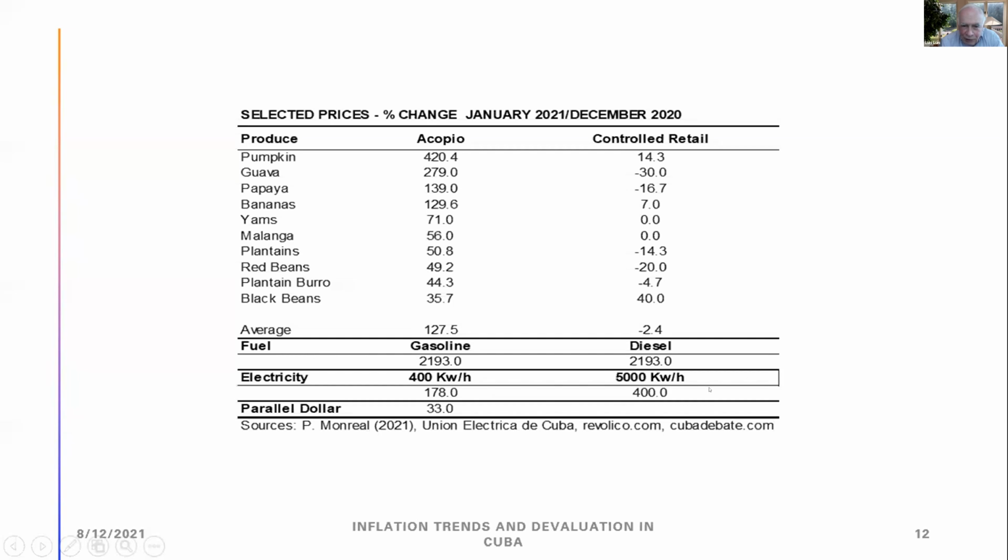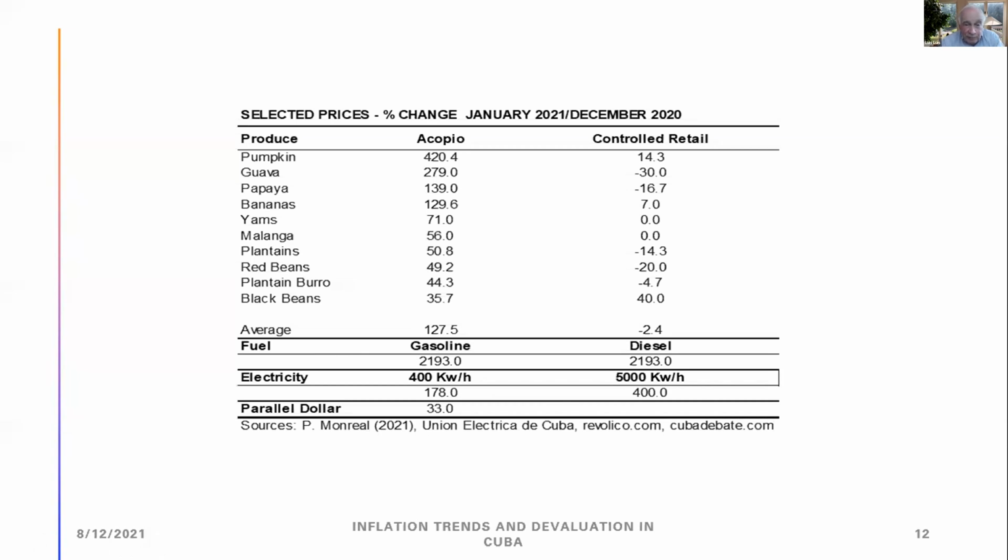Now, if you consume 5,000 kilowatts, then the increase in prices was 100%. The other interesting element is the parallel dollar. The black market dollar was up about 1/3 between December and mid-July. Now it's up a bit more.